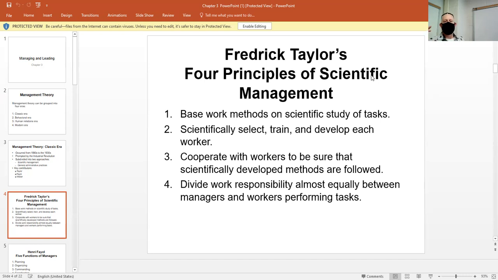It makes sense. You scientifically select, train, and develop each worker. Cooperate with workers to be sure that the scientifically developed methods are followed. Divide work responsibility almost equally between managers and workers performing the task. That's important for this one, to know that your managers and workers are both still pretty much front line in this scenario. And you're using science as a basis for selecting, training, and developing your workers, things such as that.